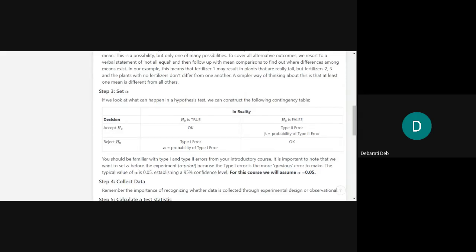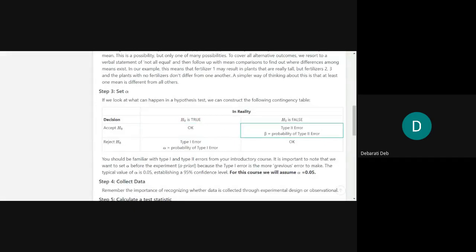Now if it is not varying, then you are accepting H naught. Suppose your H naught was one statement, you have accepted that, and in reality H naught is also true, then okay, no problem. Look at this table. Follow my arrow. In this block, H naught is true, and you have also accepted H naught, then it is okay, no problem.